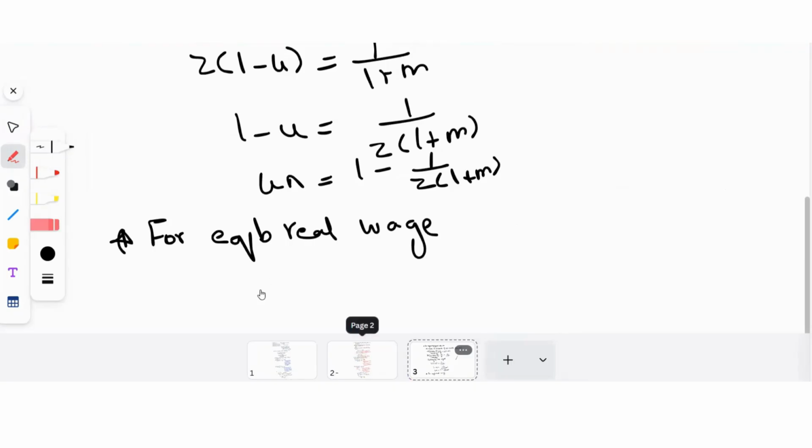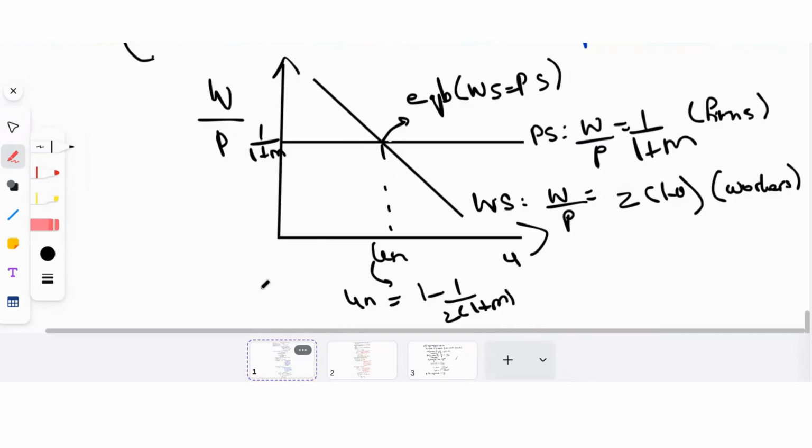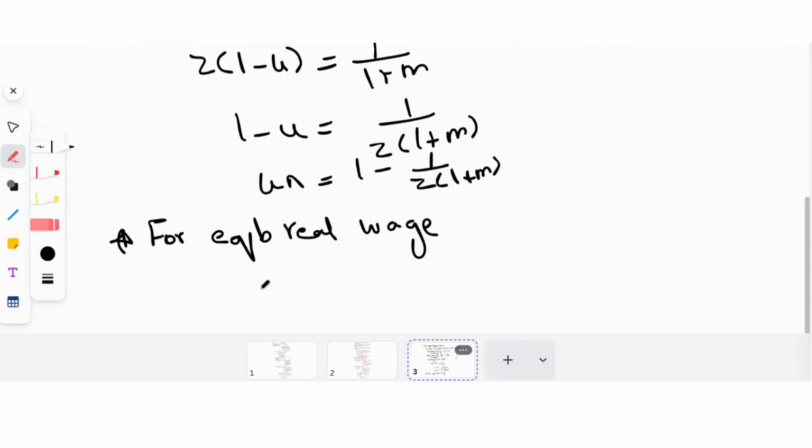Now, if we go back to the figure that we plotted, we know this is the equilibrium with WS equal to PS. This is the natural rate of unemployment. So now the equilibrium real wage you can see is simply given by the PS, right? This is the equilibrium point. This is the equilibrium level of unemployment, and this is the equilibrium real wage, simply given by the horizontal PS curve.